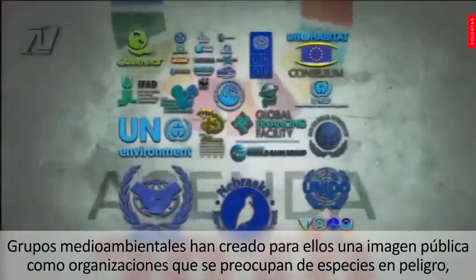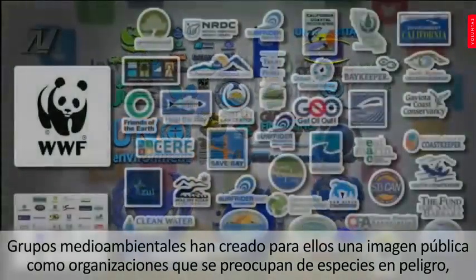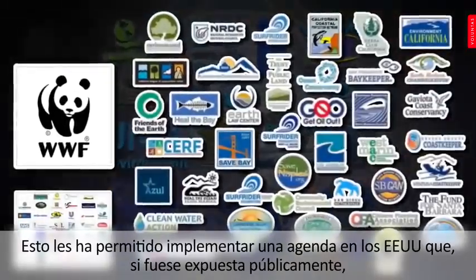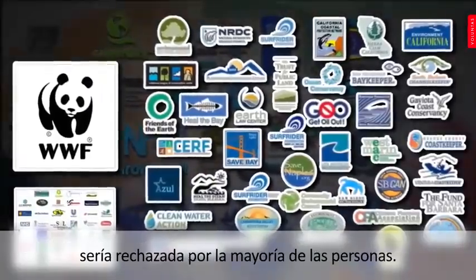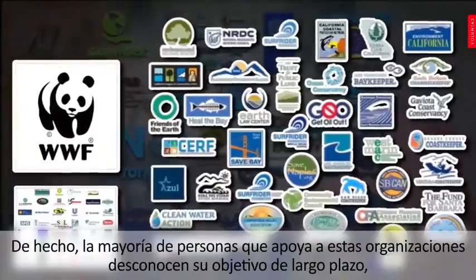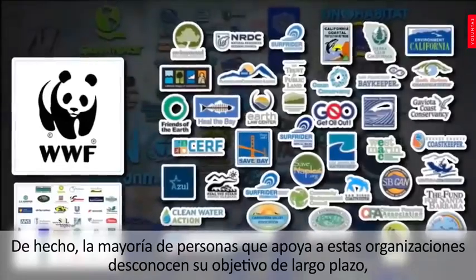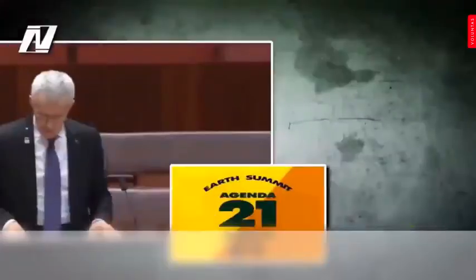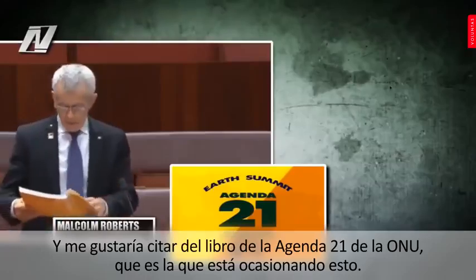Environmental groups have effectively created a public image as organizations caring for helpless species and protecting environments. This has allowed them to implement an agenda in America that, if fully exposed, would be opposed by the majority of the people. In fact, most people supporting these organizations are not aware of their long-term objective, even though it is no secret. I'd now like to quote from the UN Agenda 21 book that is driving this.